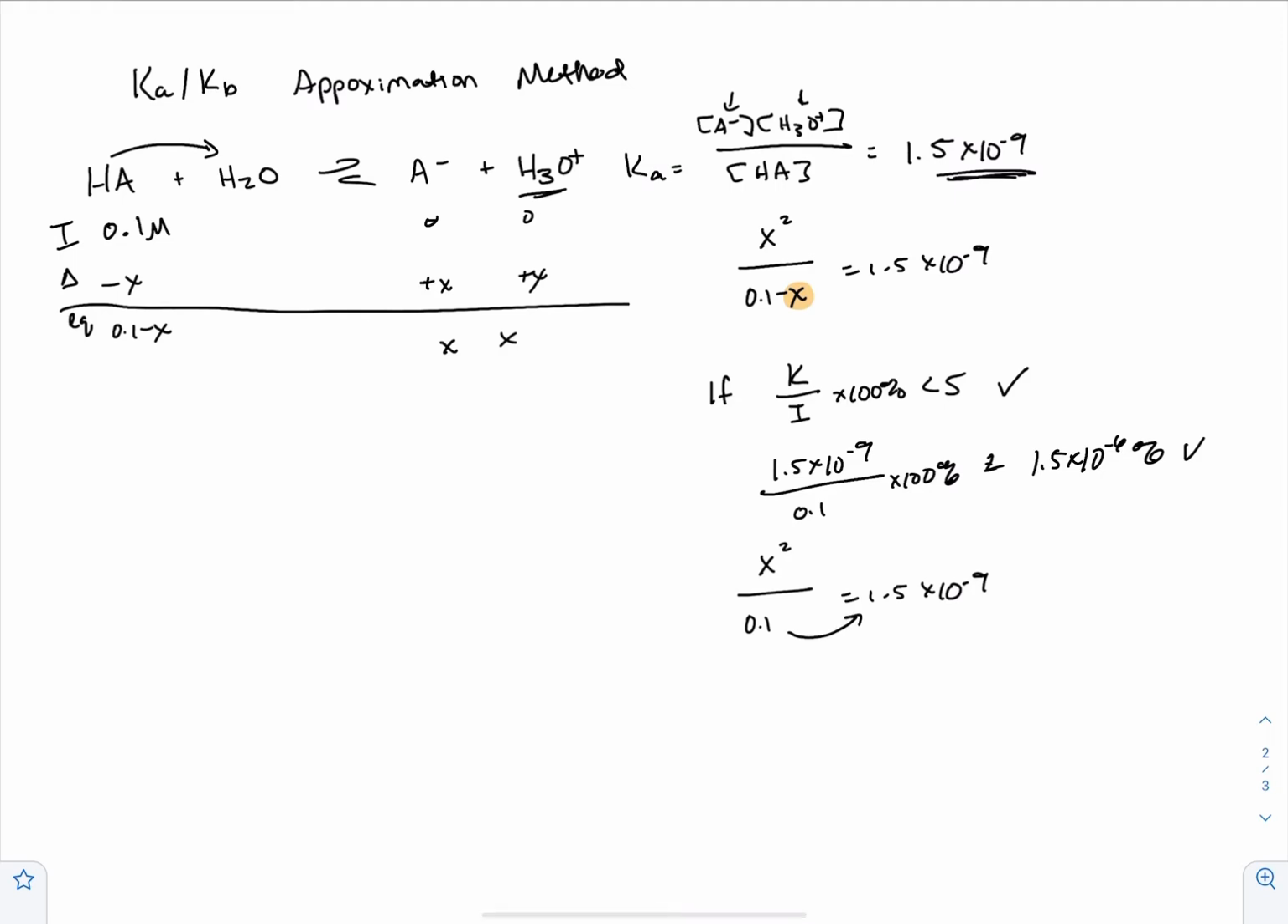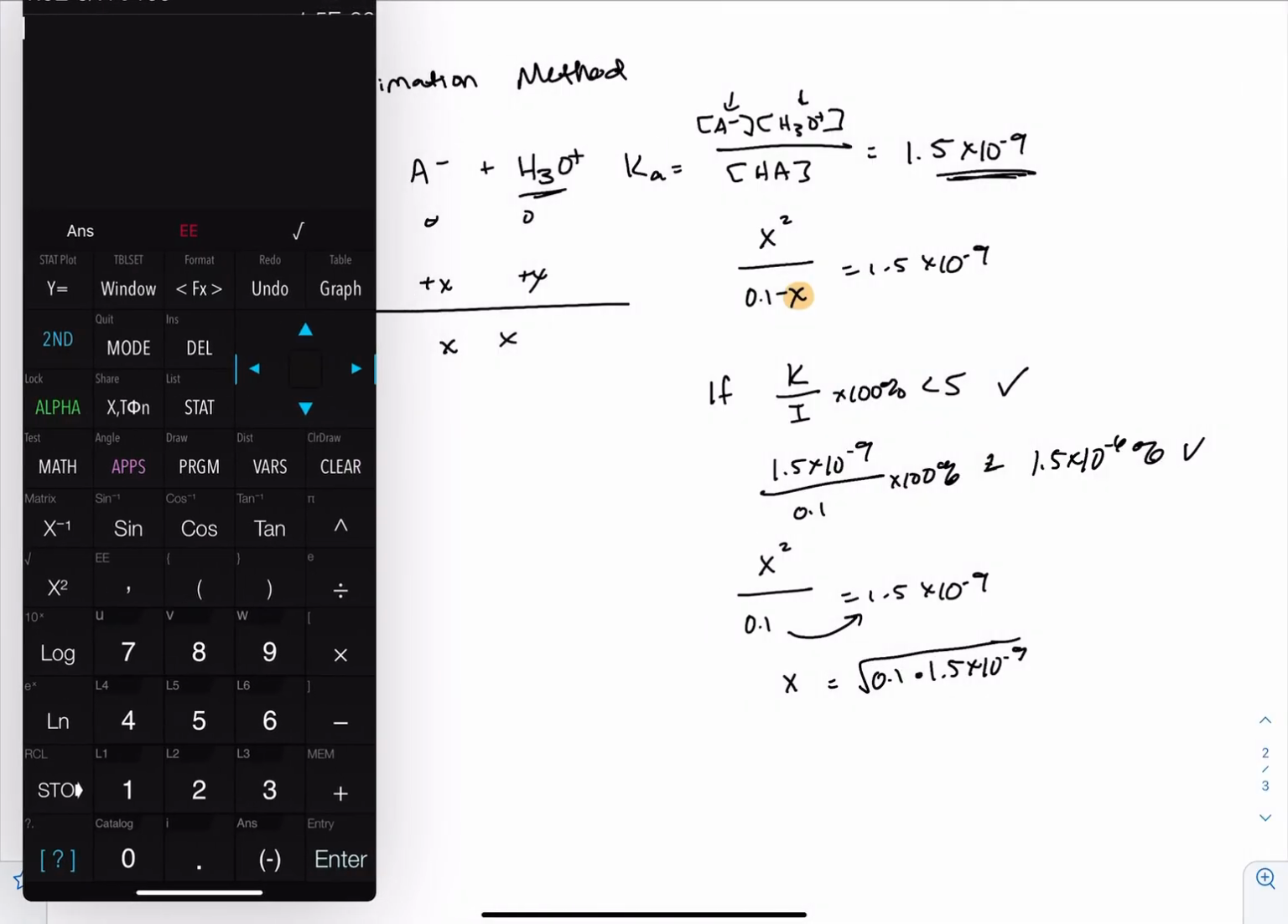So if you take that and multiply it up, then I just have to take the square root of 0.1 times 1.5 times 10 to the minus 9. That's fairly easy to put in the calculator. I actually think it's easier than opening up the app and typing in the entire thing. So, second, square root, parentheses, 0.1 times 1.5e to the minus 9th, parentheses.